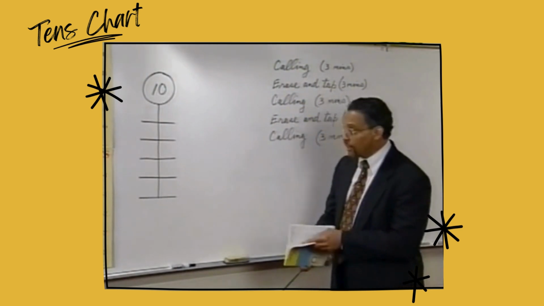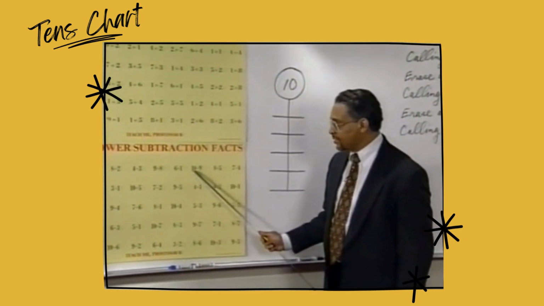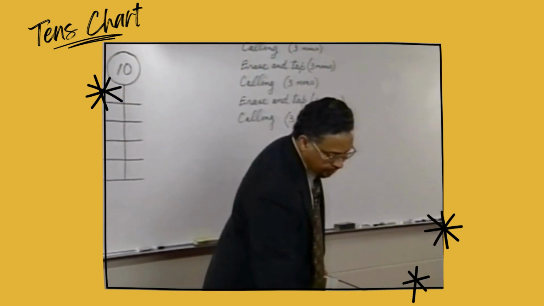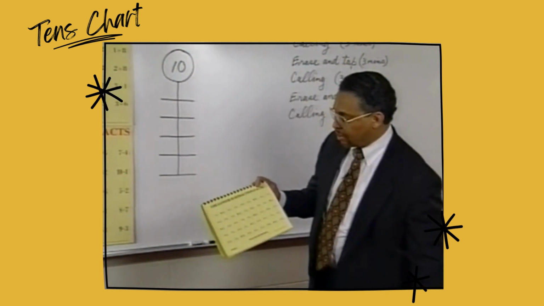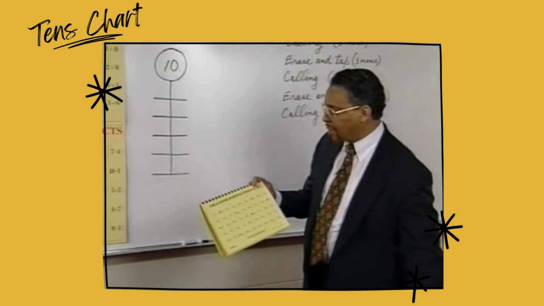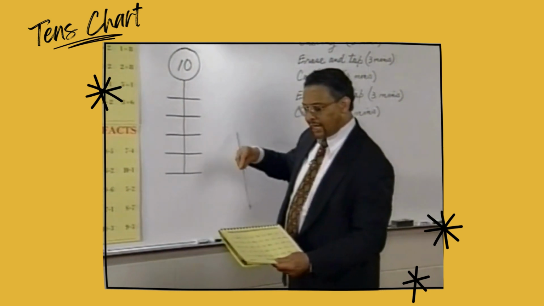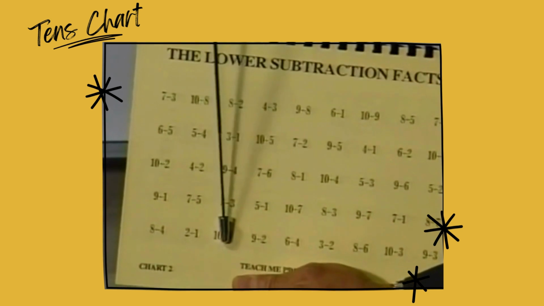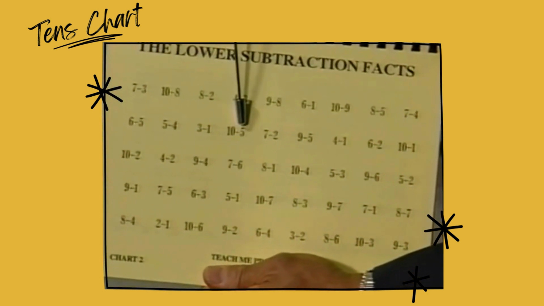Activity 4, you go to the chart and you circle everything that has 10 minus. Well, you will have in your possession this little chart book. And on this little chart book, you might just use a pencil and put a little mark next to anything that has 10 minus on it. The reason being, you'll be able to find them quickly.